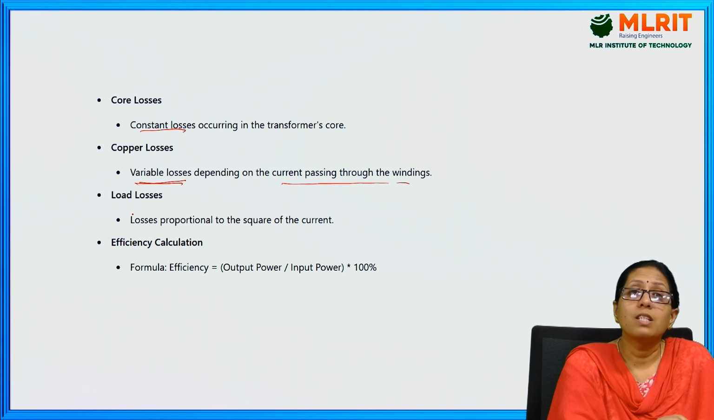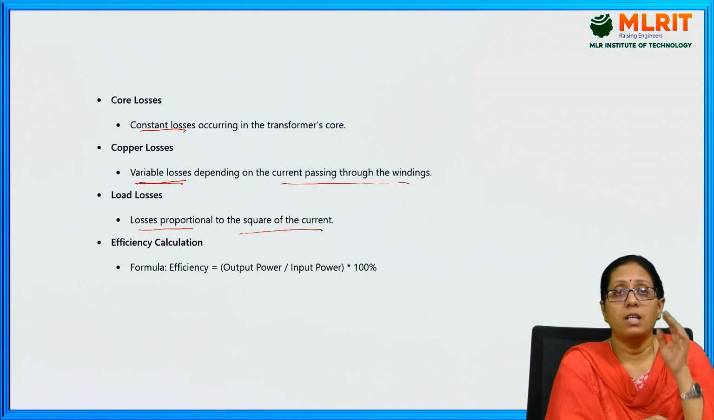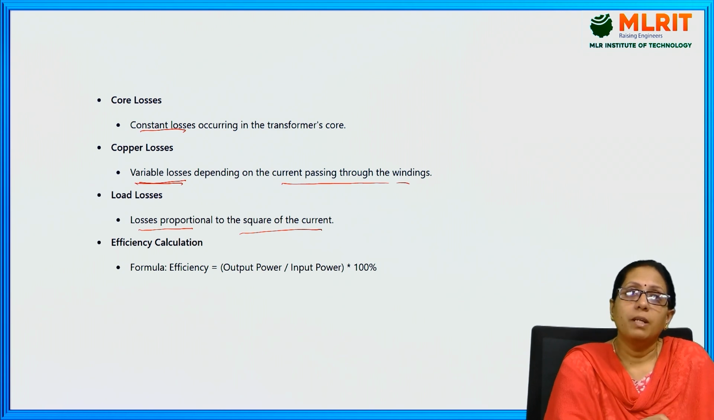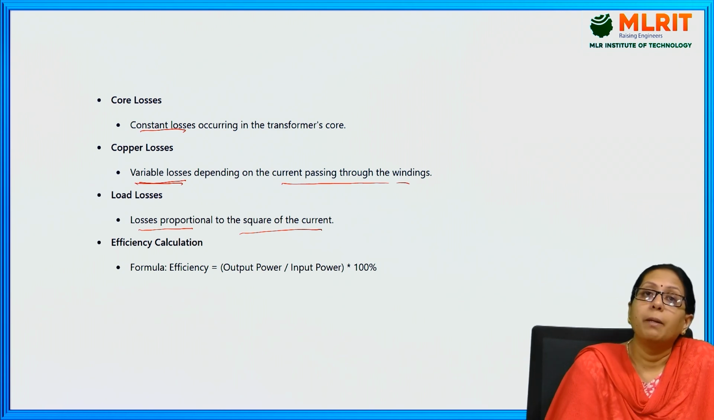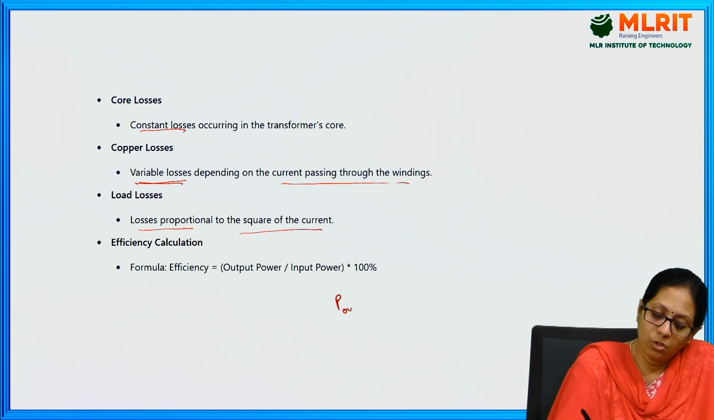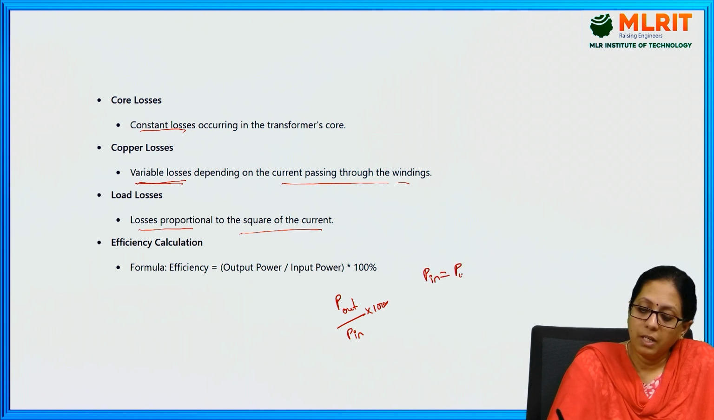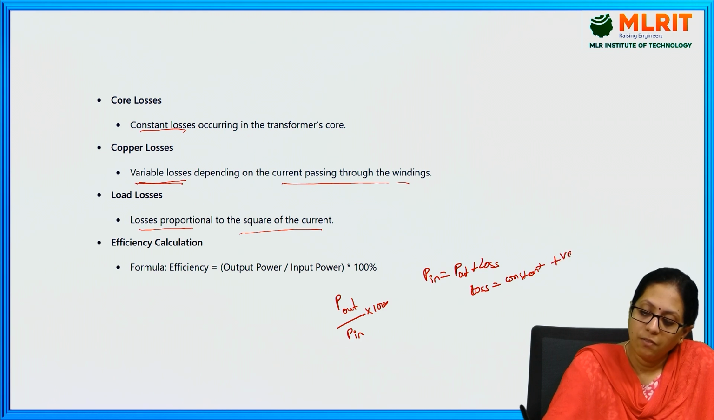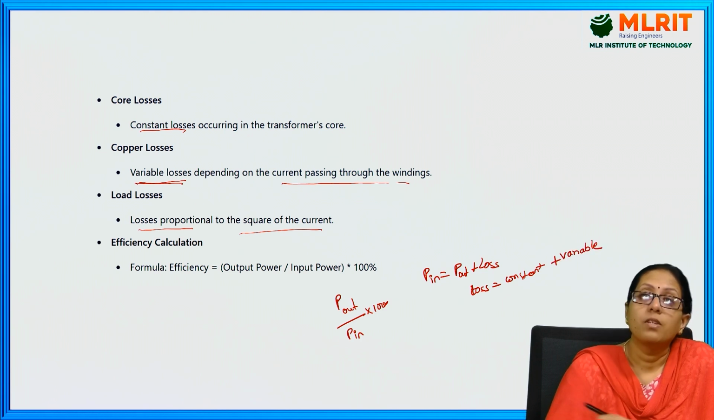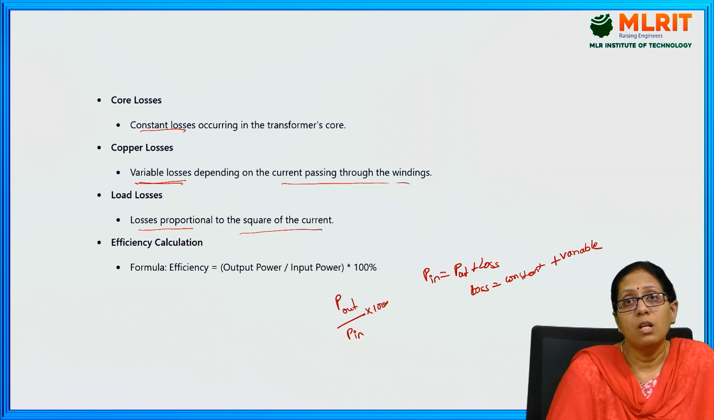The third one is load losses. Load losses are proportional to the square of the current, and efficiency will be output power by input power, that is P out by P in into 100. P in is nothing but P out plus losses. These losses are constant plus variable losses, constant as well as variable losses.